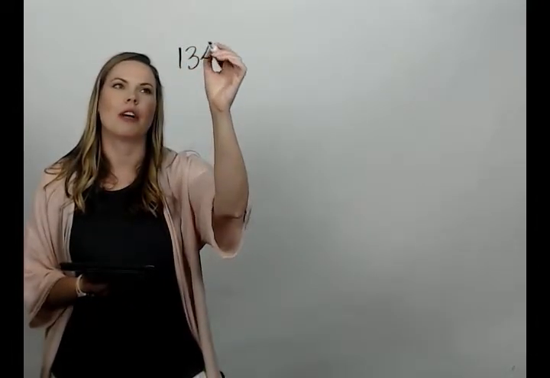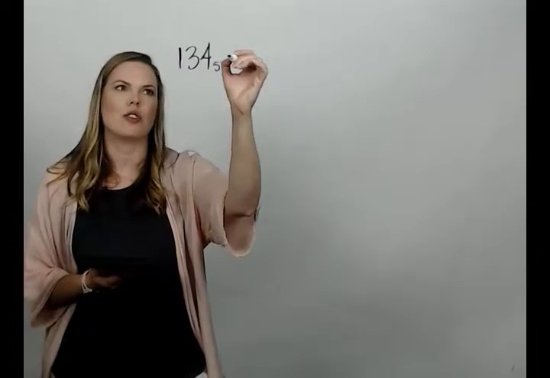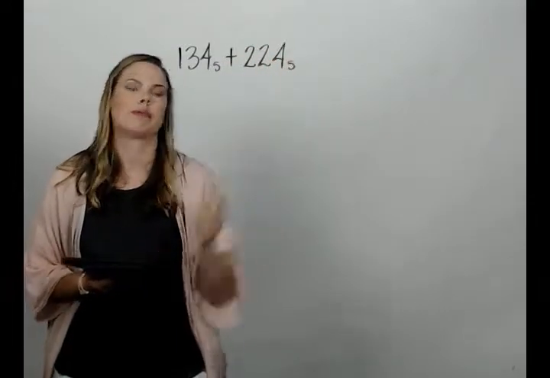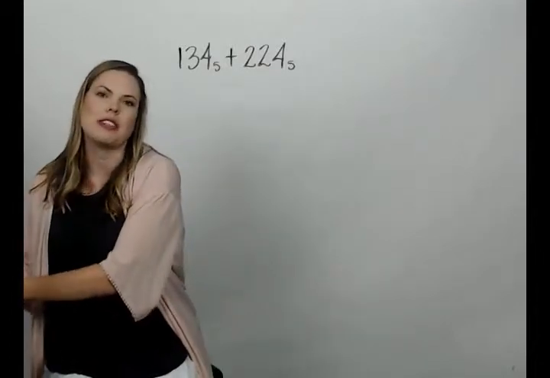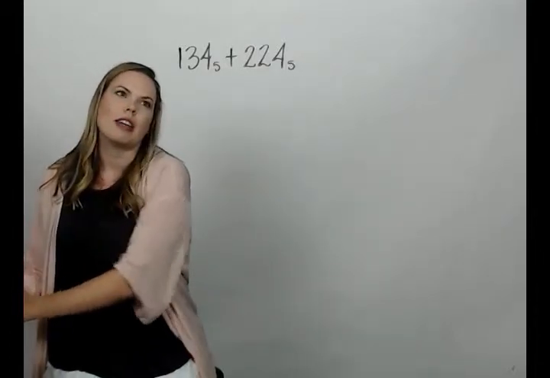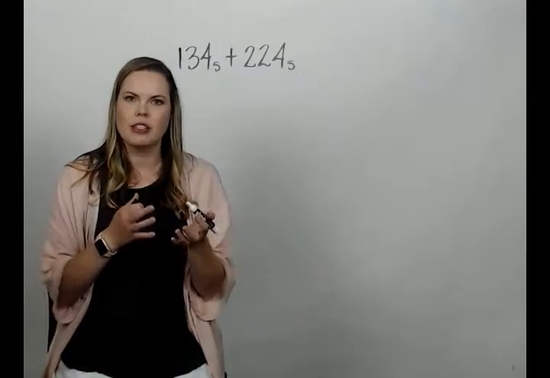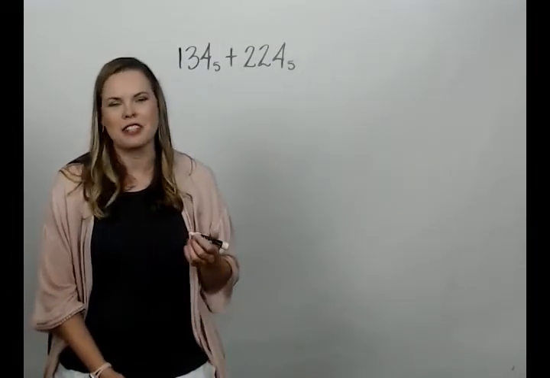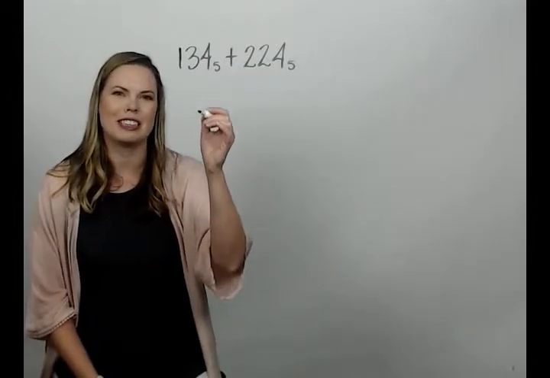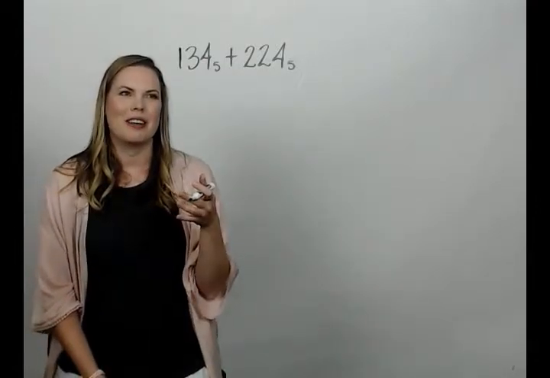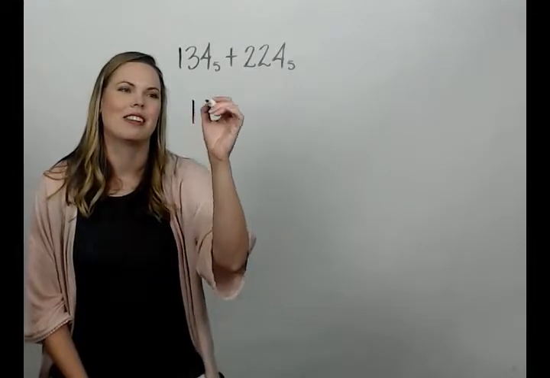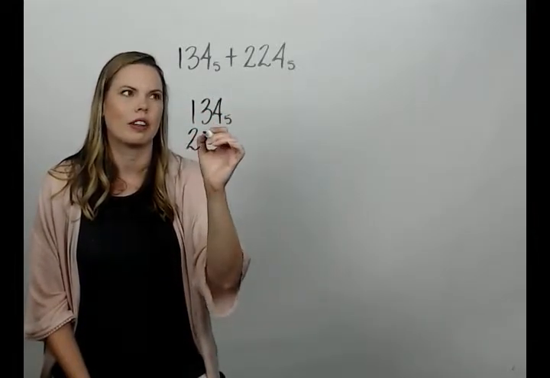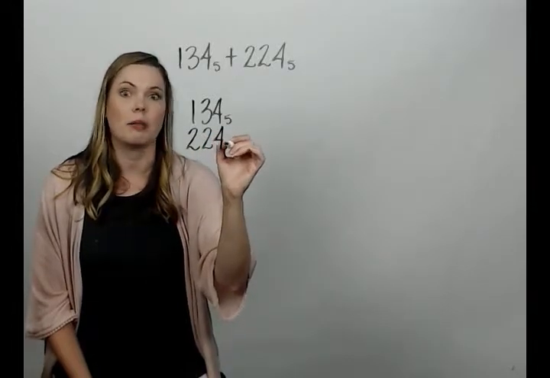1, 3, 4 and 2, 2, 4. Okay, and I'm going to do these with a standard algorithm. I think that it's the most familiar to us, and it works well for base 5. It's a little bit harder to see partial in base 5. But trying it would be a good practice for you.